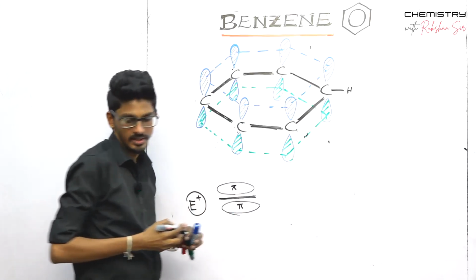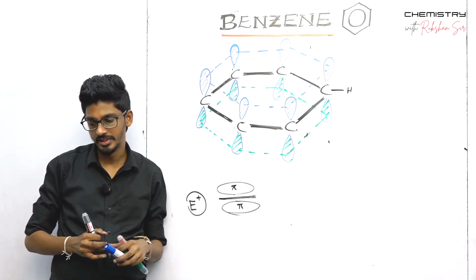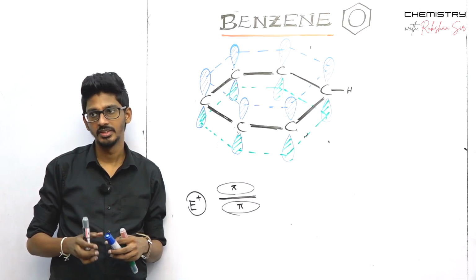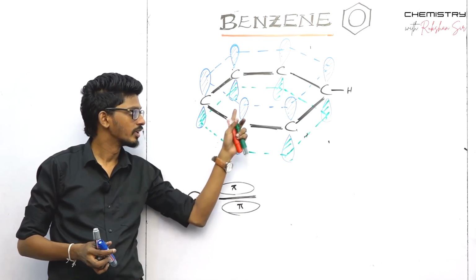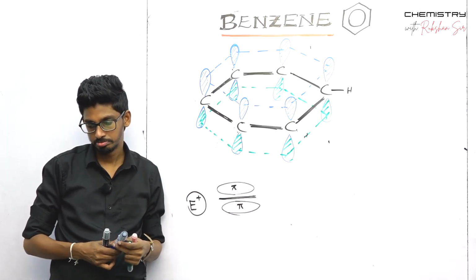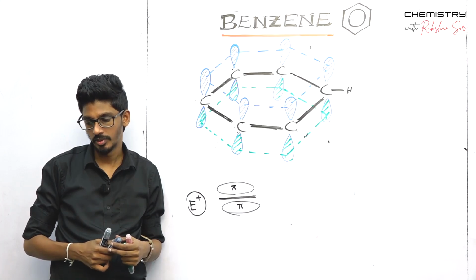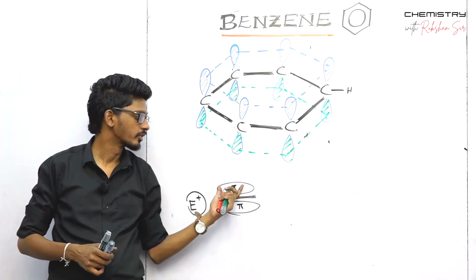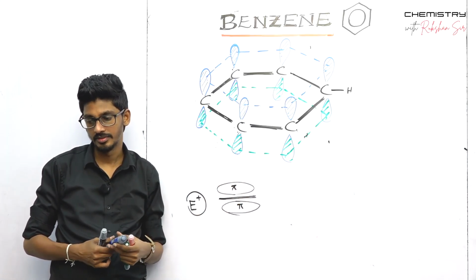sp2 hybridized, right? And each carbon bears an unhybridized p orbital, which can overlap with the unhybridized p orbitals on either side of it. Those will overlap with either side of it, right? From this, a cyclic delocalized electron cloud common to all 6 carbon atoms is formed. Cyclic delocalized electron cloud like this, which is common to each of the 6 carbons.